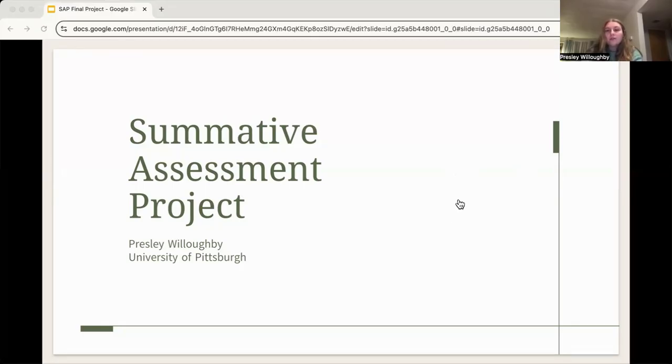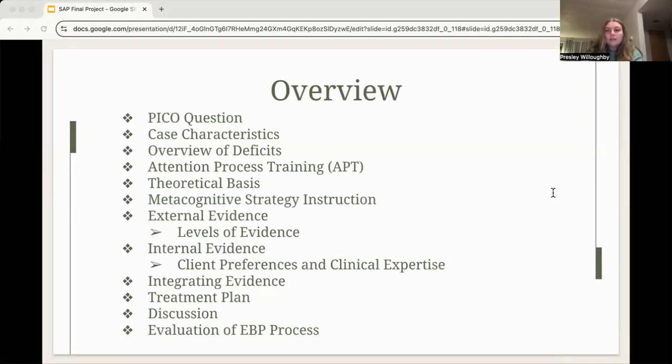This project walks through the full evidence-based practice process applied to a real clinical case, where I closely analyzed two different intervention approaches. So here's a roadmap of today's presentation. I will begin with the PICO question that guided my evidence search. Then I'll describe the client's background, including his injury details, cognitive communication profile, and school-based needs. Next, I will review both intervention approaches, APT and MSI, providing a theoretical basis as appropriate.